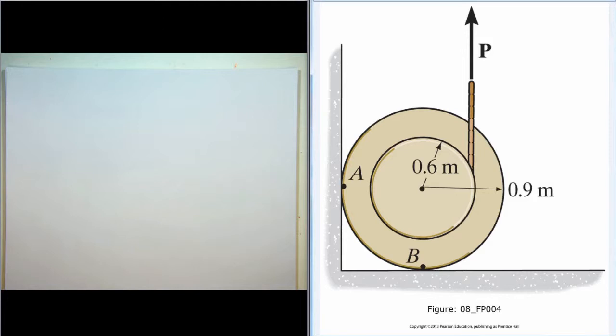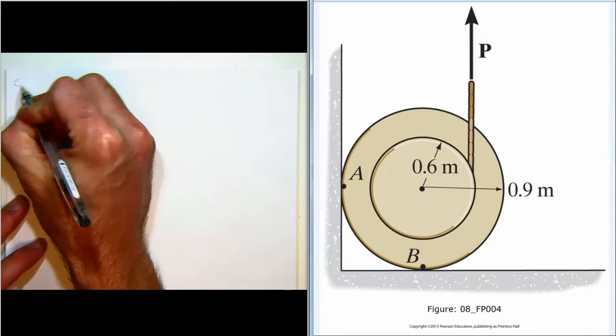So here's another example. This is fundamental problem 4. And we want to find the maximum force P that can be applied without causing this spool to move. So like the example we looked at earlier where we had the rod leaning against the wall and we wanted to find the smallest angle theta, here we want to find the maximum force P, and they're both impending motion problems at all points of contact. So this is a case 2 problem.